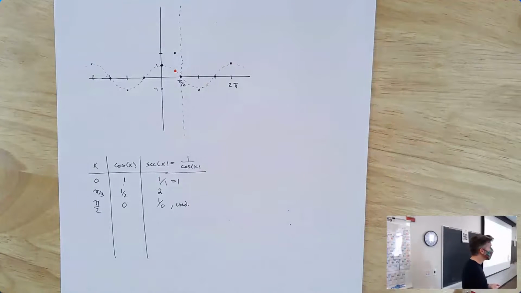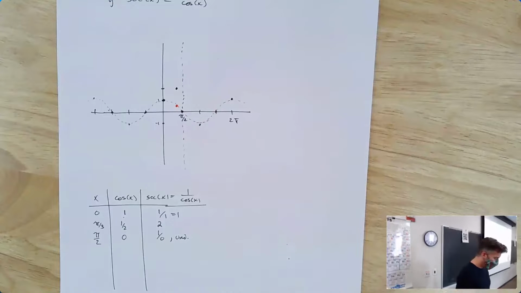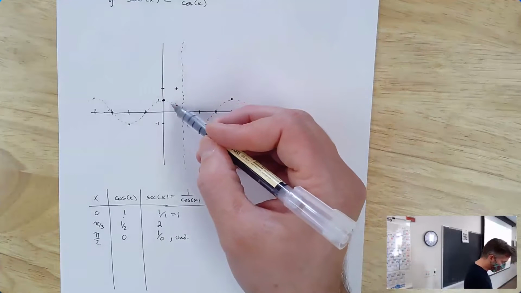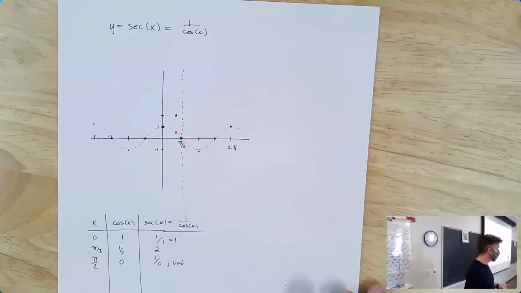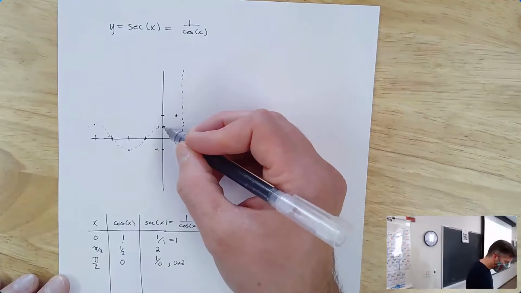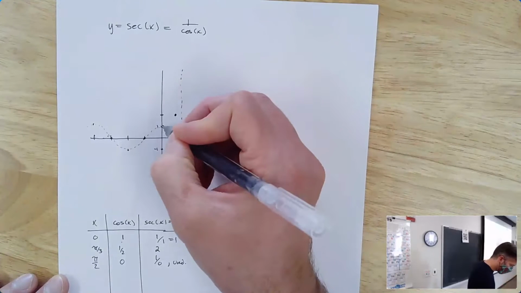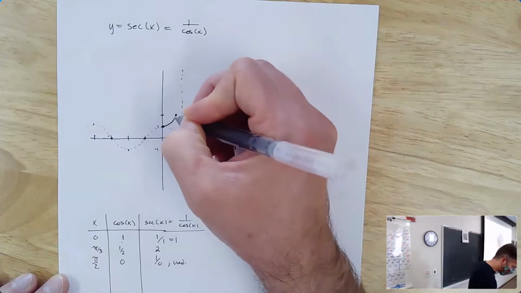Here's the way I typically think about this. As the cosine values get closer and closer to 0, the secant values get larger and larger and larger because you're dividing by a smaller and smaller number. So as cosine moves towards the x-axis, secant moves away from it.